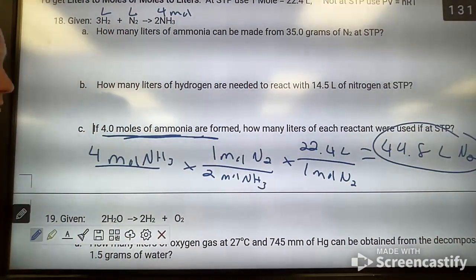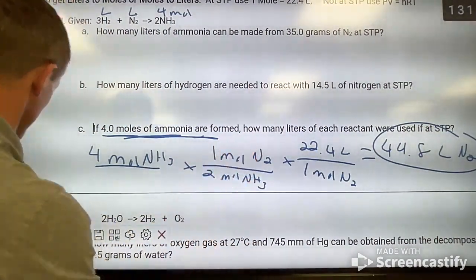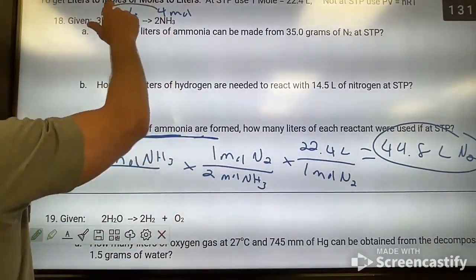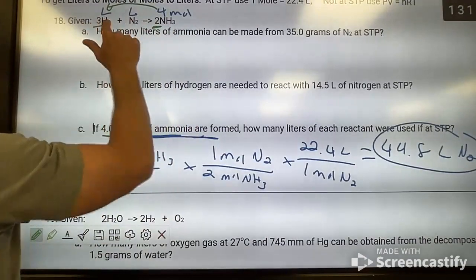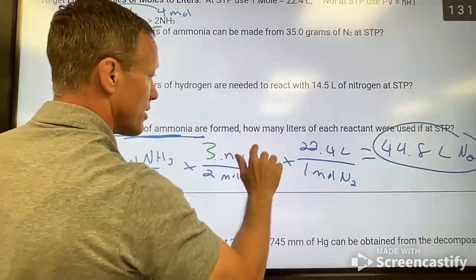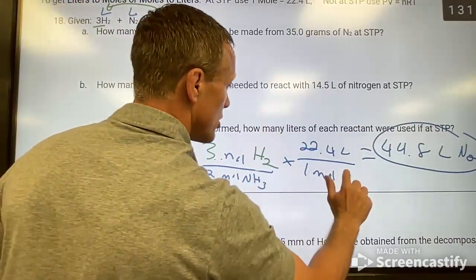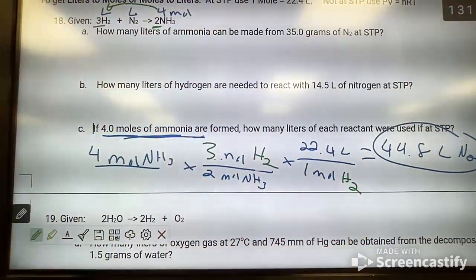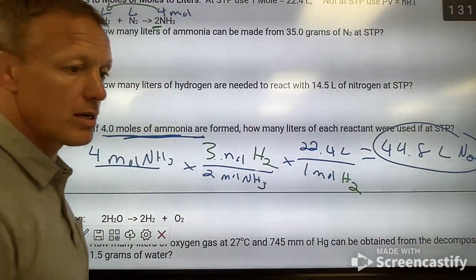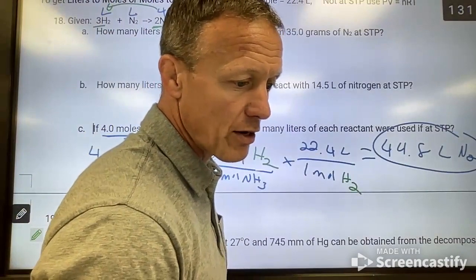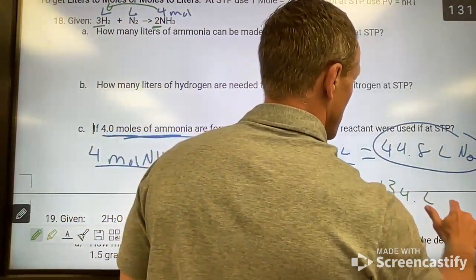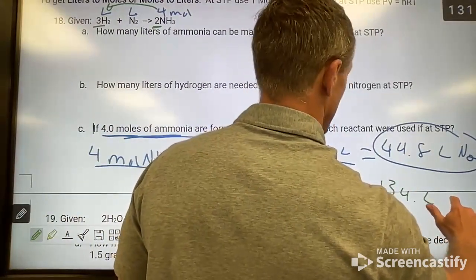If we're going to H2, the only thing to be different would be our ratio. So I'm just going to change the ratio here. If we have 4 moles of this, it's a 2 to 3 ratio. So instead of having a 1 up here, I'd have a 3. It'd be H2. That's all that's going to change. And that'd be 134 liters of H2.